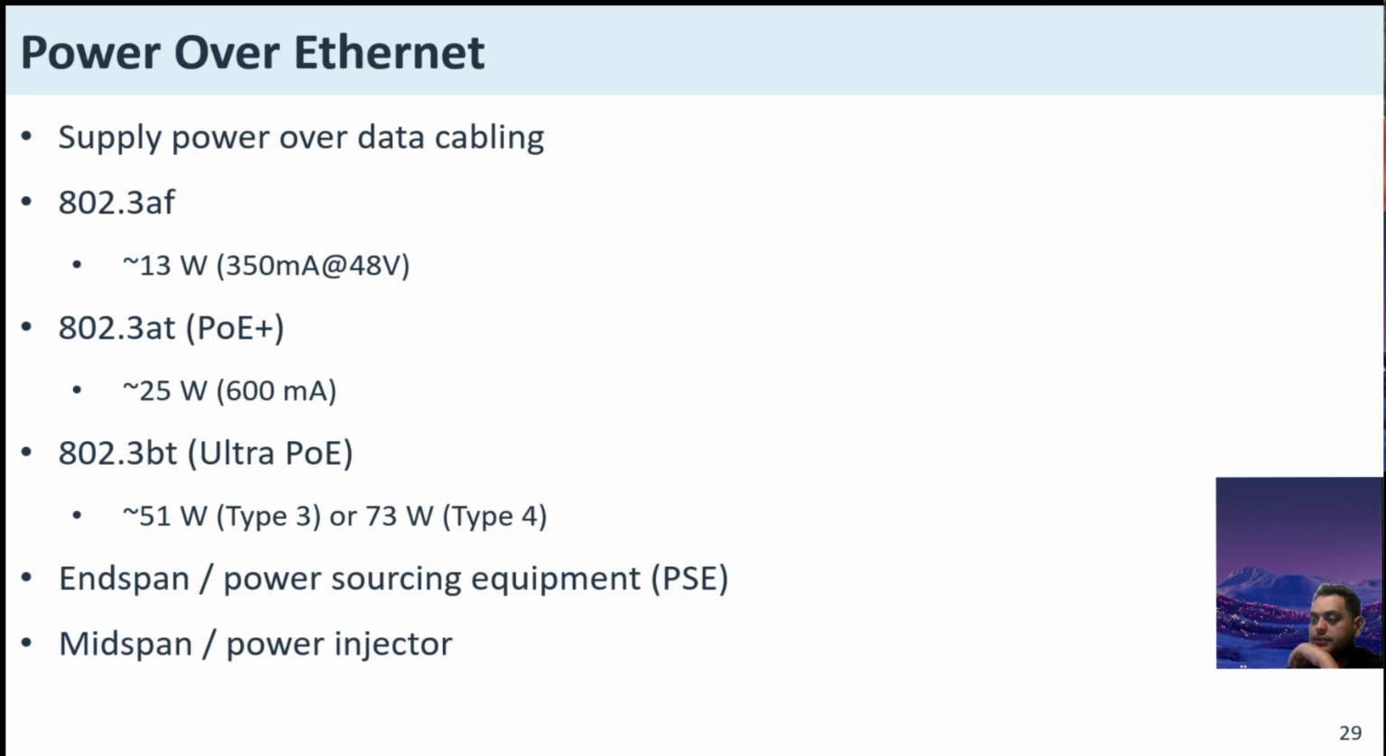PoE switches are referred to as end-span or endpoint power sourcing equipment, PSE. If an existing switch does not support PoE, a device called a power injector or mid-span can be used. And that's the block that I was telling you guys about. The power injector is the block that you connect to the wall, which then of course converts to PoE.